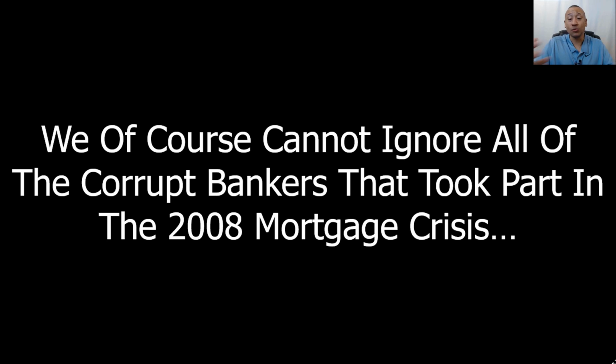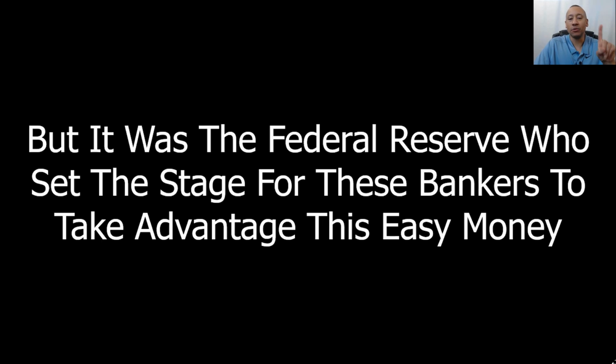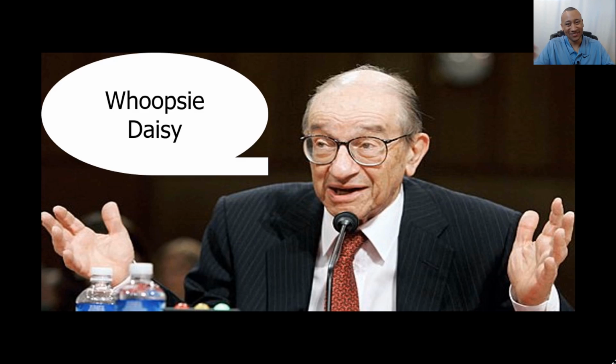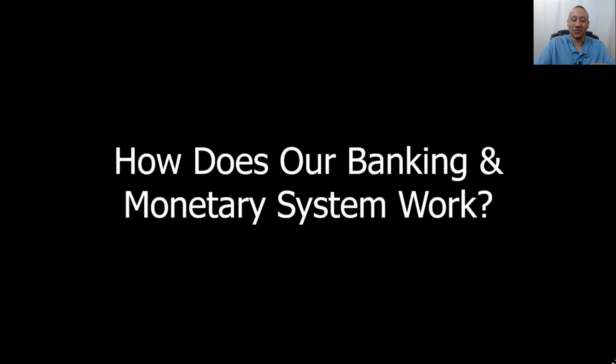And he definitely created a wealth effect because people kept borrowing and borrowing and borrowing, and eventually they borrowed too much. And this is what led to the mortgage crisis of 2008, where people over-borrowed. And by the time those adjustable rates came due, people were not able to service their own debt anymore because of all the interest. Now, of course, we cannot ignore the corrupt bankers that took part in the 2008 mortgage crisis, but it was the Federal Reserve who set the stage for these bankers to take advantage of this easy money. Whoopsie daisy.